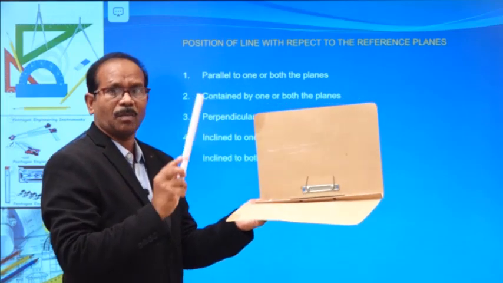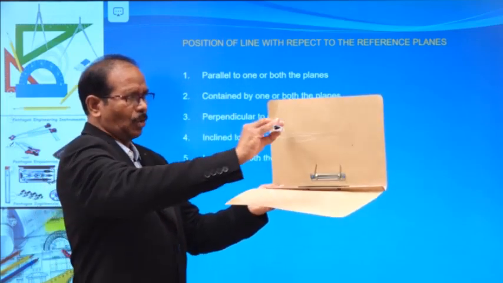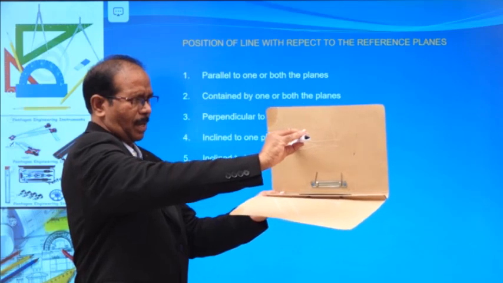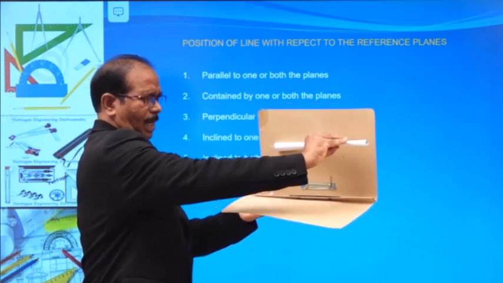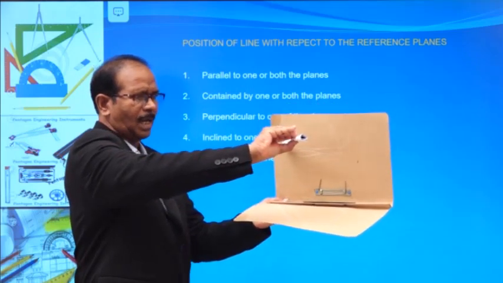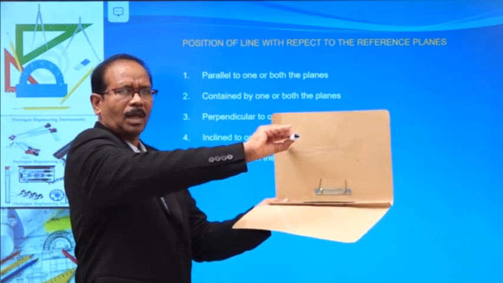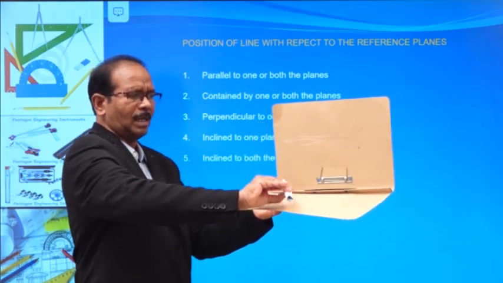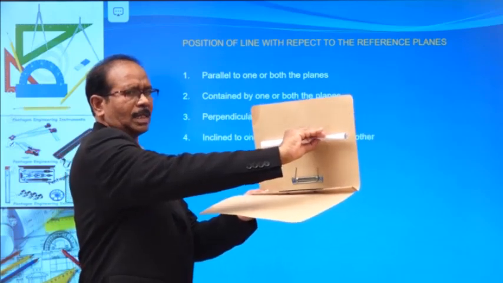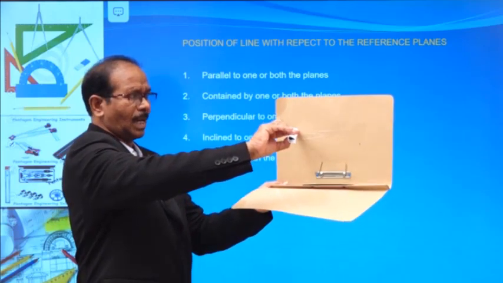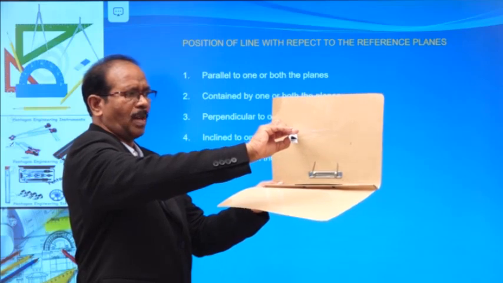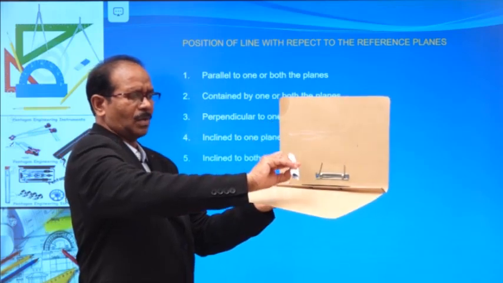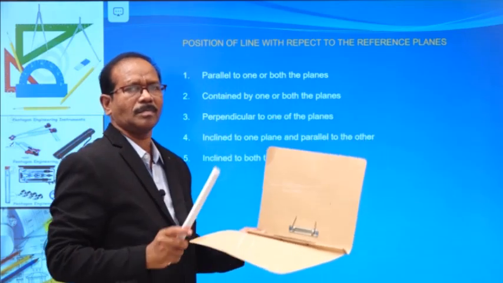Now assume one more case: inclined to VP. So this is the vertical plane, line inclined to vertical plane, parallel to horizontal plane. The top view is the line, and the front view is a reduced length.